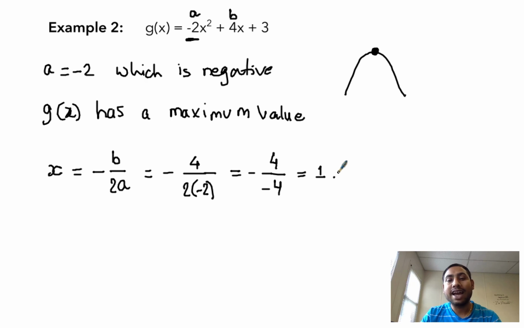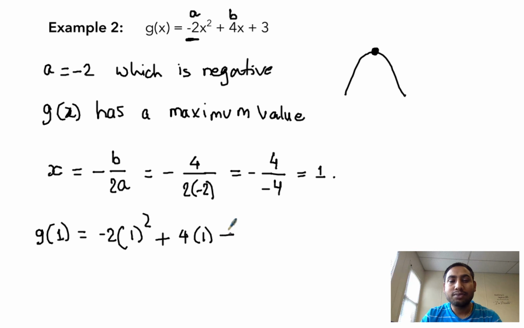But we need the y value. That's what the maximum value is going to be. So to find the y value, you've got to plug this x value that we just got, 1, into the function. So in other words, we need to find what g of 1 is. So let's plug in 1 for x here. So -2, now we've got x squared, so x is 1, so it's squared. Plus 4x, so 4 times 1, plus 3.